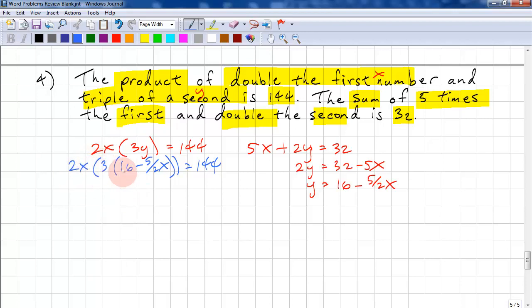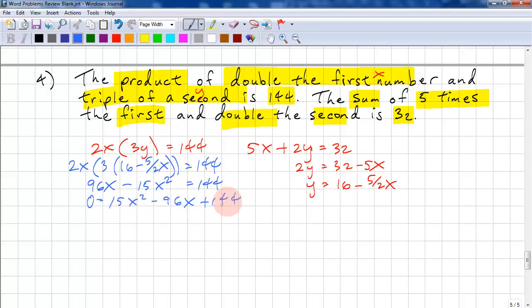Let's expand. This will be 6x. So 6x times 16, that's 96x. And we have 6x times 5 over 2x. So 6 times 5 is 30, divided by 2 is 15. And this is x squared, 144. Okay, let's move everything over to one side. Let's move this to the other side so that we have a positive coefficient, 15x squared minus 96x plus 144 equals 0.